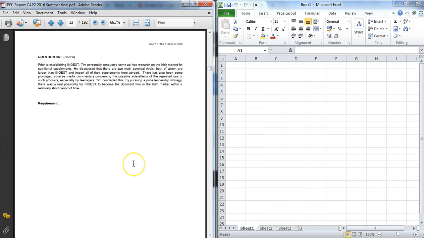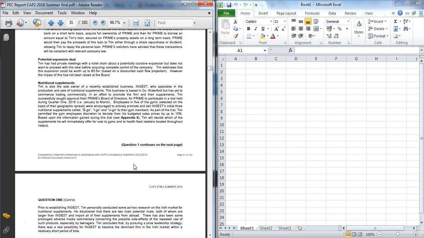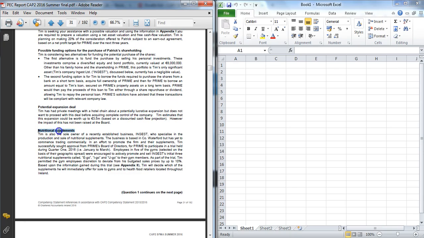So if we go up to the question, and again, in prior screencasts I would have focused on this in the case studies, the examiner typically will give you different paragraphs for different requirements. So under nutritional supplement is the paragraph that's related to the advanced variances calculations and one or two other requirements. Essentially here, Tim is the sole owner of a new business, Ingest, which specializes in the production and sale of nutritional supplements. So it's recently commenced trading, and they're looking at the first trial that was held in Q1 2016.